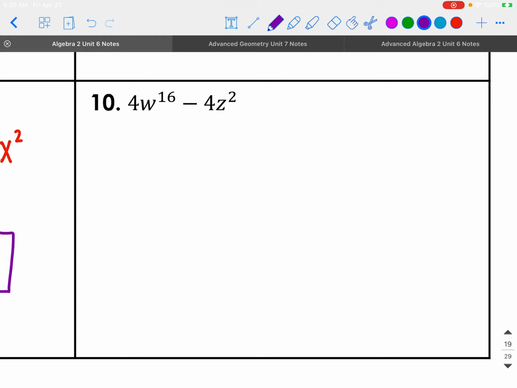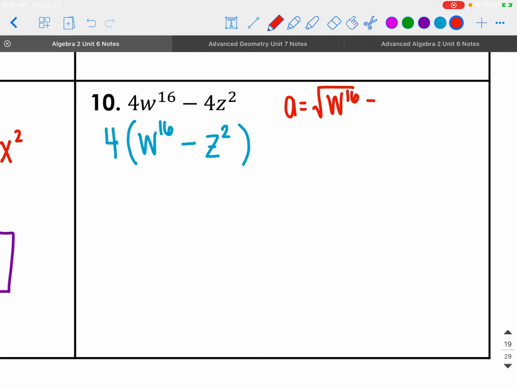Okay. Number 10, is there anything that those have in common? They both have a 4. So we could factor out a 4, leaving us with w to the 16th minus z squared. Those were totally different variables, so I couldn't take out any of one because they're totally different. It's like somebody having apples and oranges, and neither one can give me both. So, different variables, you can't take the GCF.